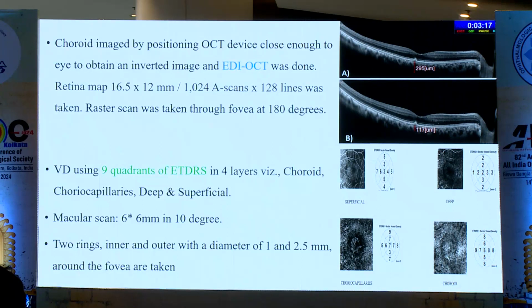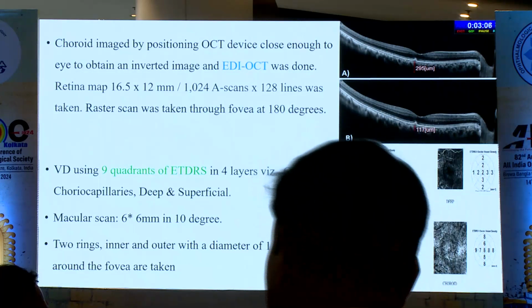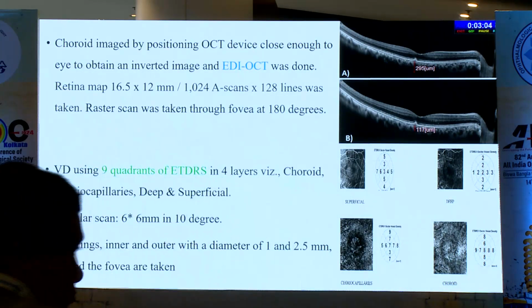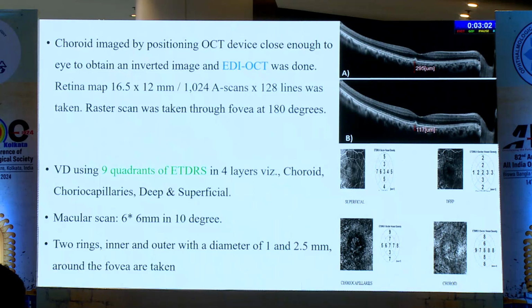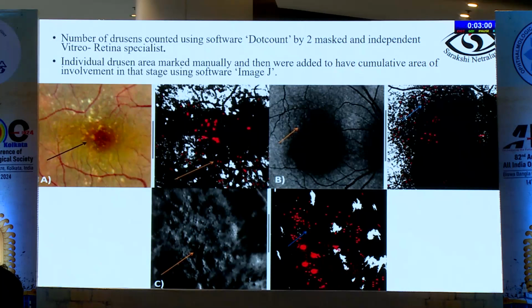We also did the EDI OCT and OCTA, that is optical coherence tomography angiography, and vessel density in the 9 quadrants of ETDRS at 4 layers, that is choroid, choriocapillaris, deep and the superficial retinal vessels, so that we can compare it with the established modalities. Number of Drusen were counted using a software, .count2, and also it was then processed by using ImageJ software.